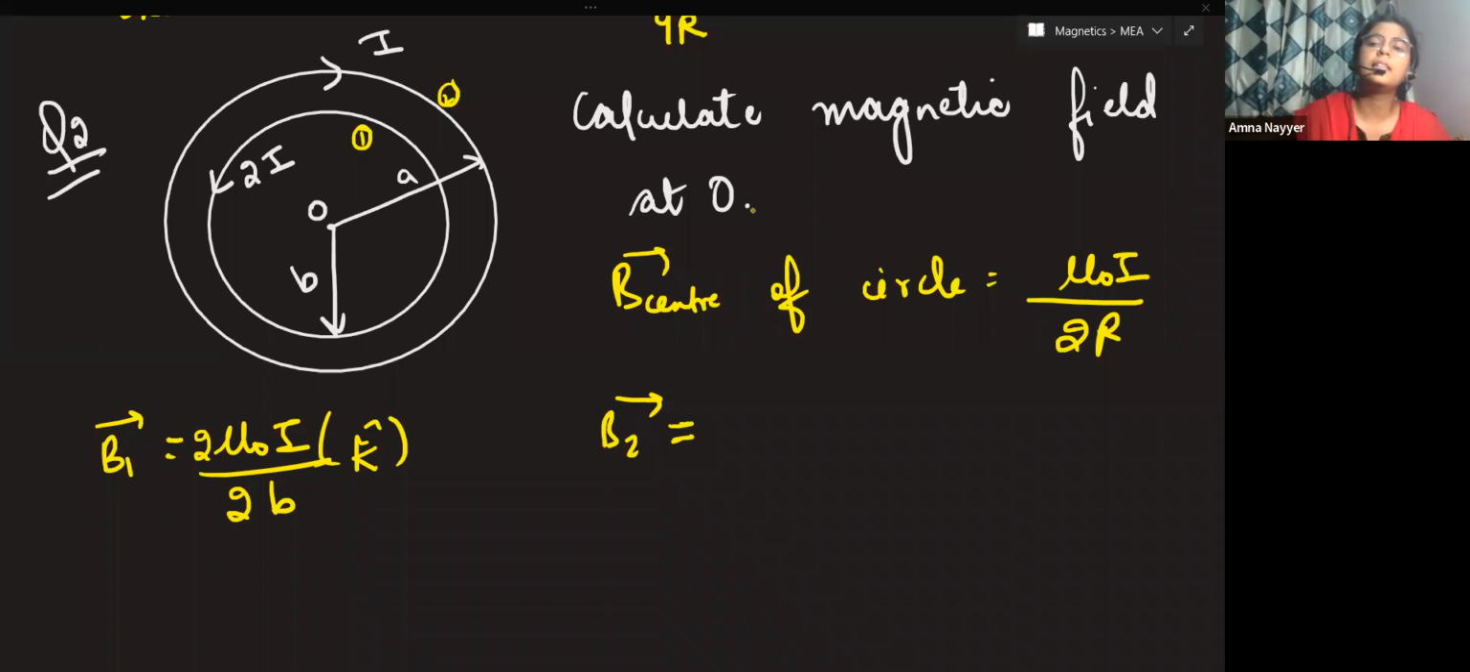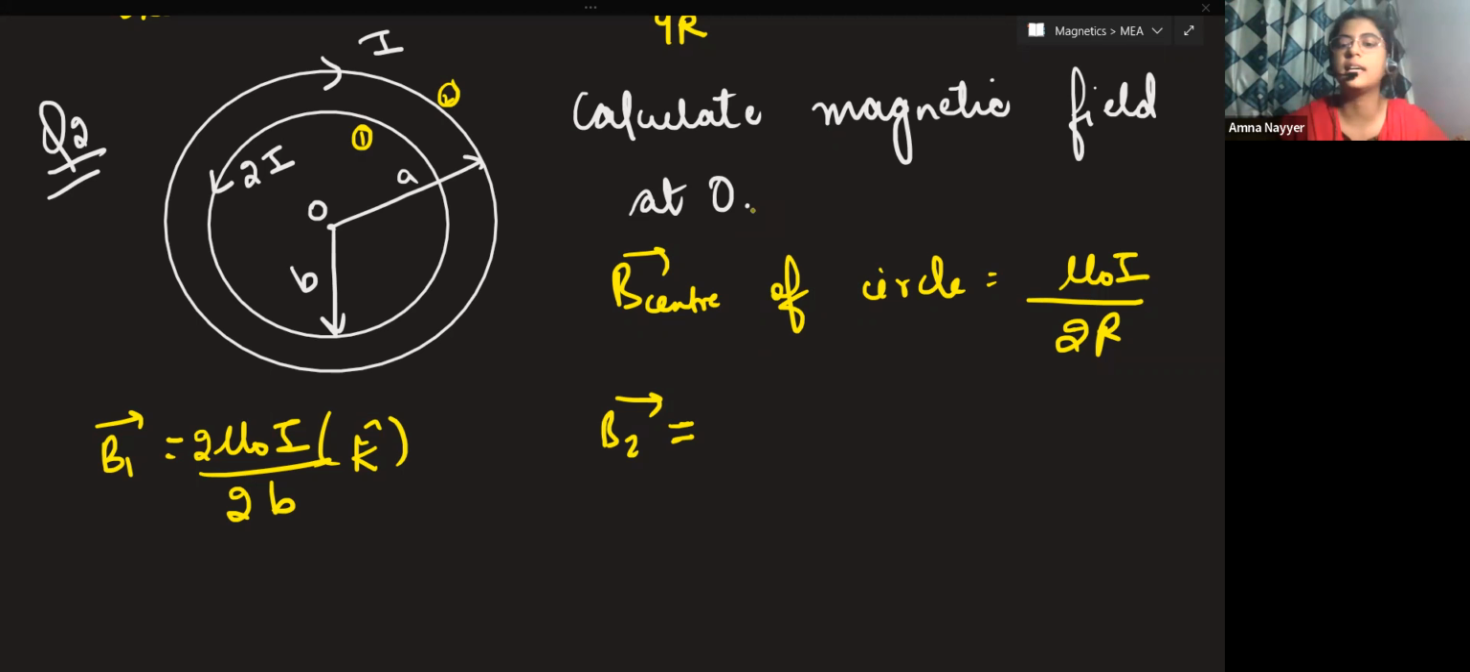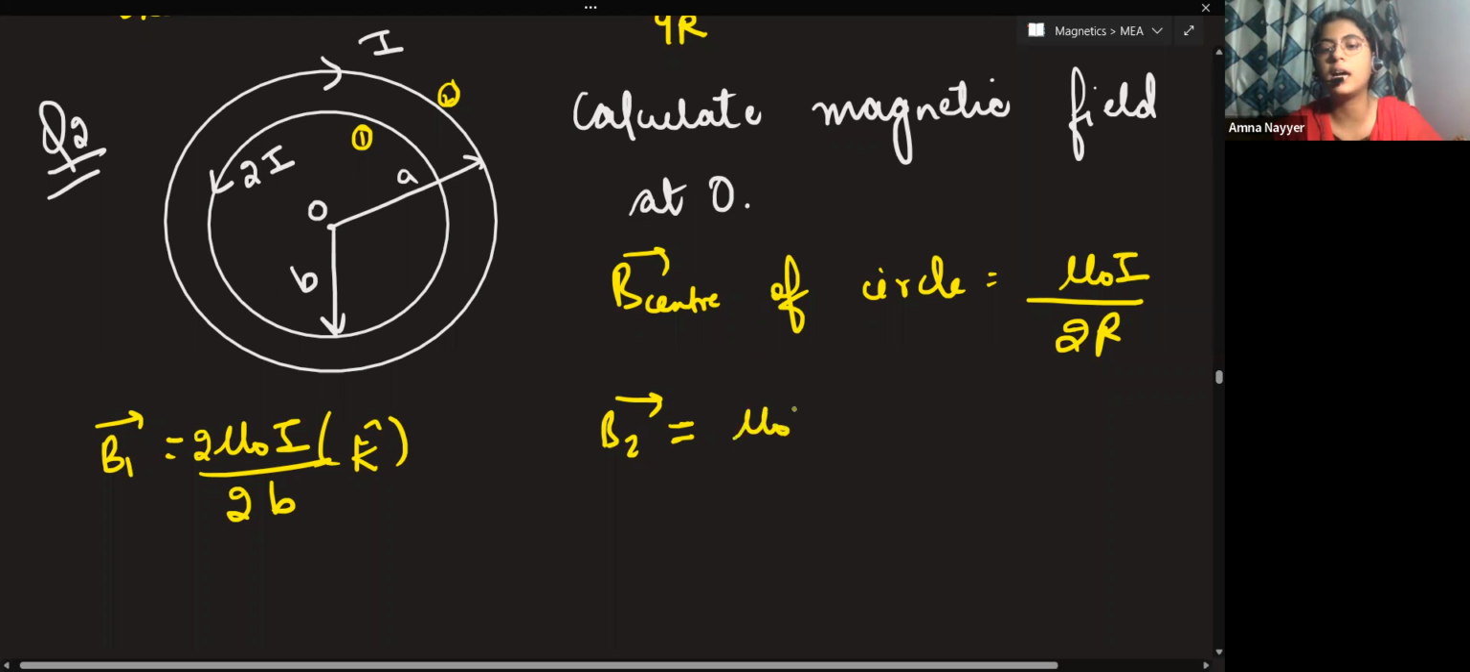See, at the center of a circle, this is the magnetic field. I've already written the formula. Look at the second circle, this bigger circle. So what will be the magnetic field? Now you can try at least. Mu naught I by 2A, exactly. Mu naught I divided by 2A.